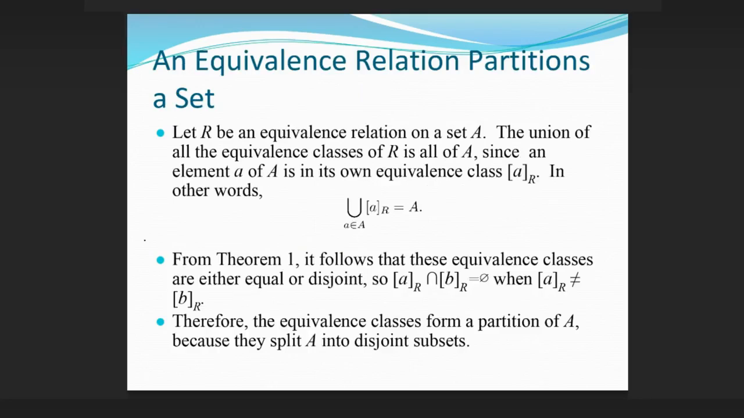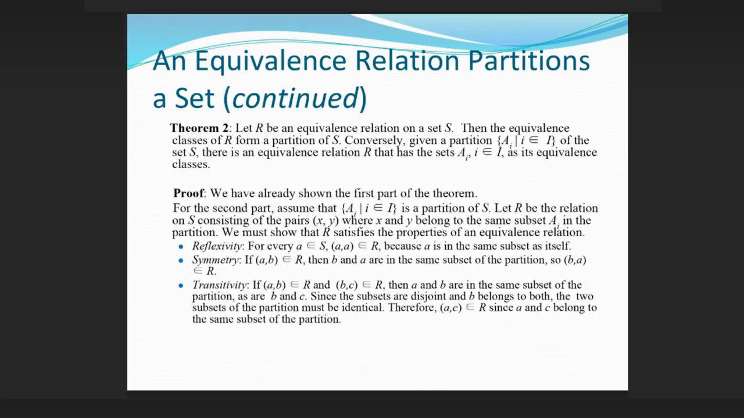An equivalence relation partitions a set. Let R be an equivalence relation on a set A. The union of all the equivalence classes of R is all of A, since an element a of A is in its own equivalence class [a]_R. In other words, from Theorem 1, it follows that these equivalence classes are either equal or disjoint. So [a]_R ∩ [b]_R = ∅ when [a]_R ≠ [b]_R. Therefore, the equivalence classes form a partition of A, because they split A into disjoint subsets.